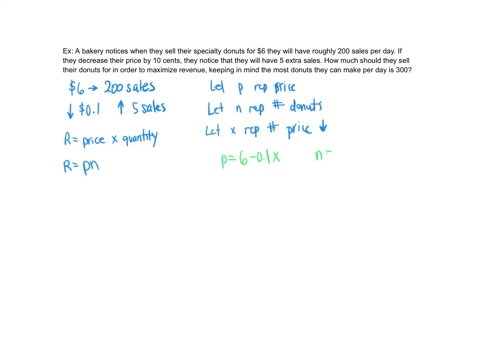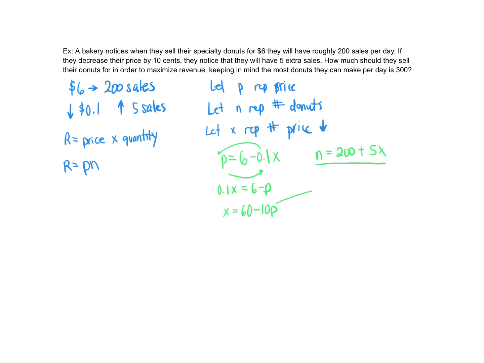And for the number of donuts, we start with 200 and we add 5 donut sales every time we decrease the price. So I'm not ready to sub this in for N right here. Otherwise, I would have an equation about P and X. So I'm going to isolate for X in my price equation. I'm going to do a little bit of swapping here, and I'm going to divide by 0.1. That would get me to 60 minus 10p.